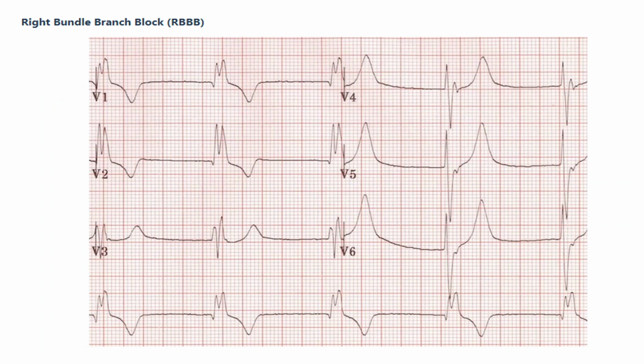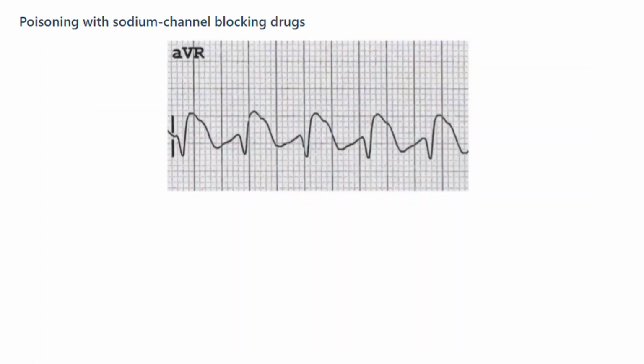Here you can see in V1 there is an M pattern, and in V6 the W pattern is not very prominent here. Anyway, we are getting an M pattern or RSR pattern in V1. So this is right bundle branch block. You can see dominant R in V1. Now we'll see the dominant R in aVR. So, dominant R in aVR.